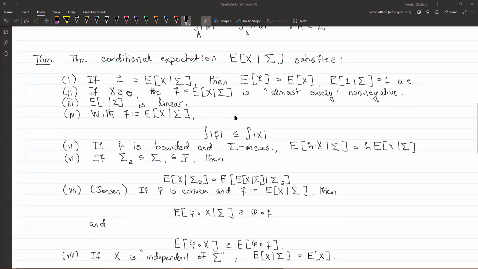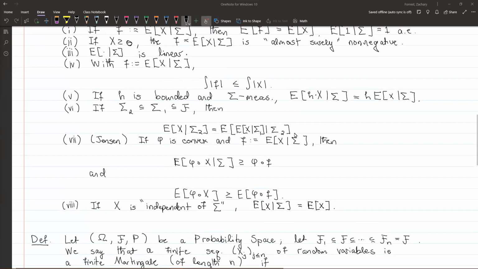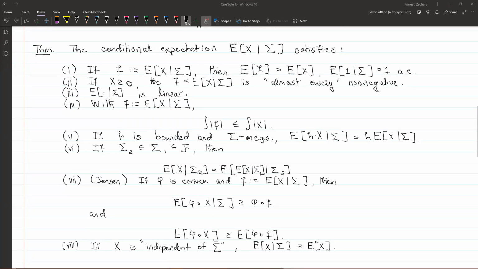And it has a whole bunch of properties. We listed out 7 of them, and then Nathan added to it. These properties are actually useful to us, so I want to put them on your screen for at least a few minutes just so you remember some of them. In particular, we're going to be using Jensen's inequality today. We're going to be using the idea that these expectations are linear, so that would be part 3 there. We're going to use the property that if x is greater than or equal to 0 as a random variable, then the conditional expectation of x with respect to sigma is almost surely non-negative. Those are all going to be very big deals for us today. We're going to use them.